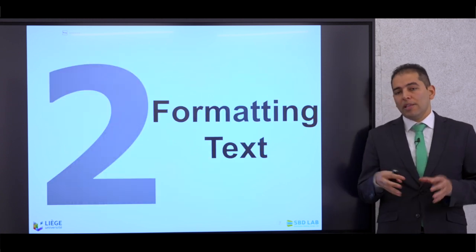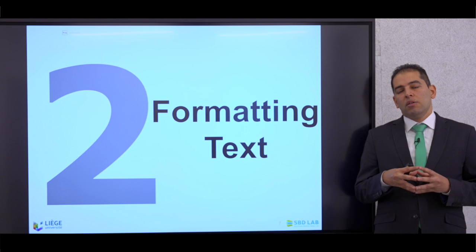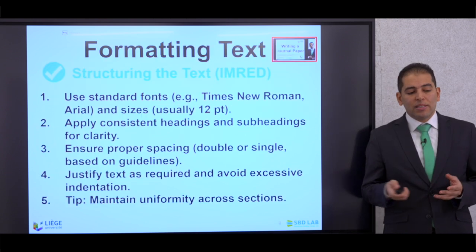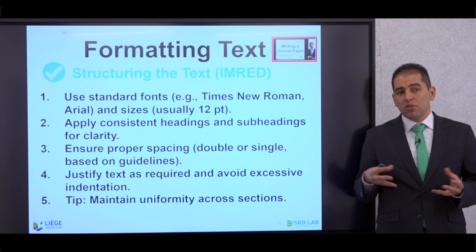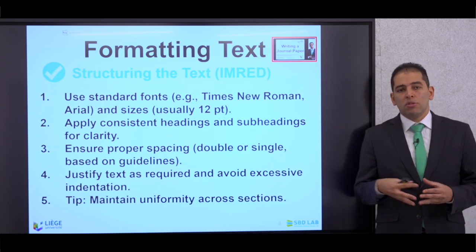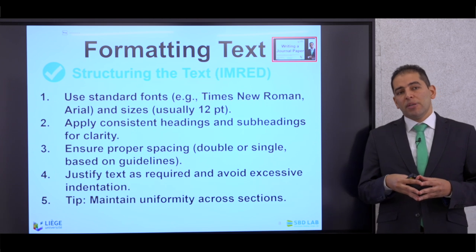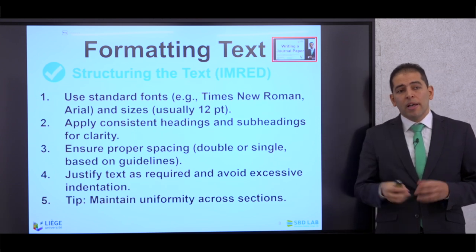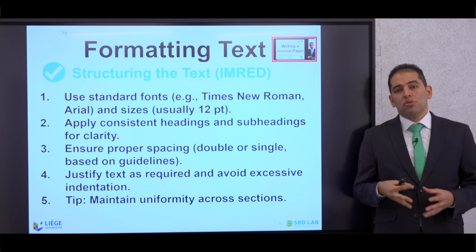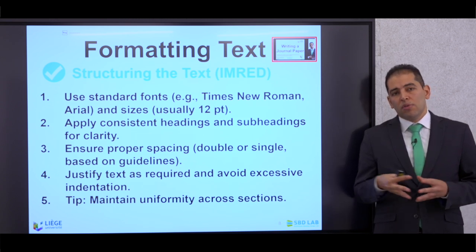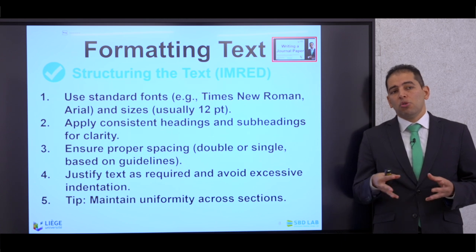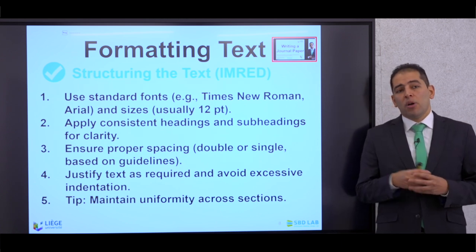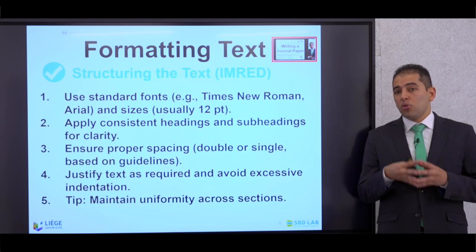Now let's go technical and start with one of the first points related to manuscript preparation, which is formatting text. Formatting text is simply the using of the fonts. First of all, you need to make sure that your manuscript is following the IMRED structure, and I advise you to watch the previous video on writing a journal paper. And once you have the right structure, you need to make sure that you are using a standard font. In this case, I advise to use Times New Roman or Arial size 12 normally for the text of a manuscript. Apply consistent headings and subheadings for clarity.